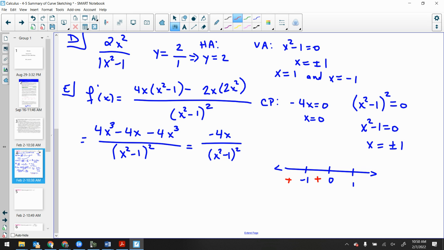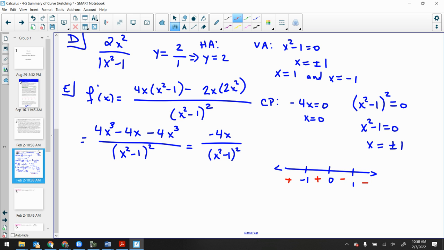Any number bigger than 0, okay, plug in 0.5, whatever. Negative times a positive is a negative. Bottom is always positive. Negative over positive is a negative. Same thing here. Plug in 2. Negative 8 over something positive. So it's negative. So you can simplify your ID test by just thinking about them straight as positives and negatives. You don't care about the value. You just see whether it's going to turn out positive or negative.